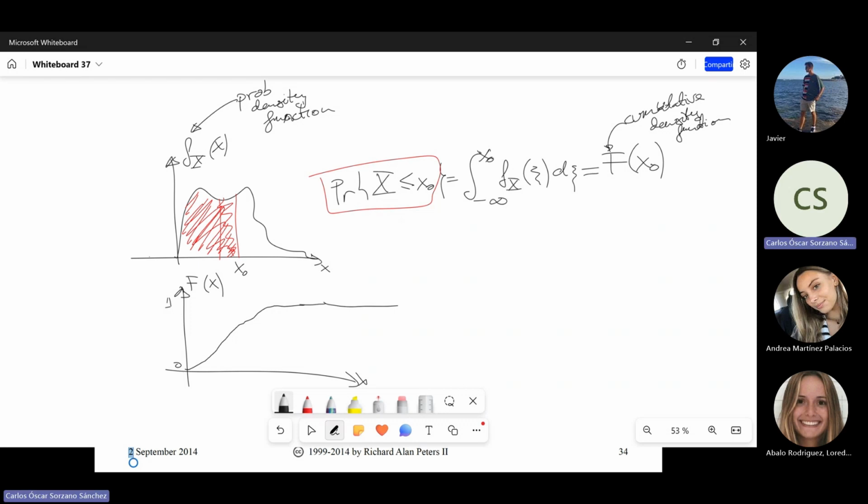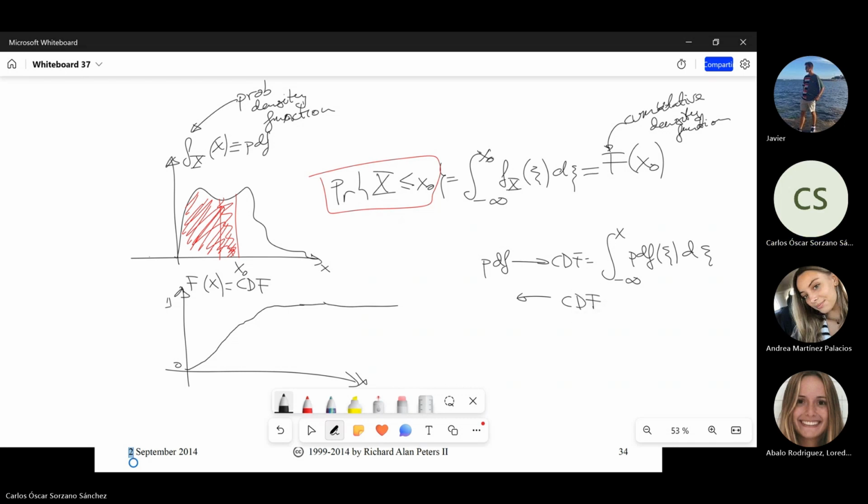Okay, so this is the CDF. And we know how to go. So if we have the PDF, we know how to go to the CDF: it's the integral of the PDF. So if you are given the PDF, you can compute the CDF. Okay, that's good. What about the opposite? You are given the CDF and you want to compute the PDF. What do you do? Here you were integrating, now you have to differentiate. So this is the derivative of the CDF with respect to x.